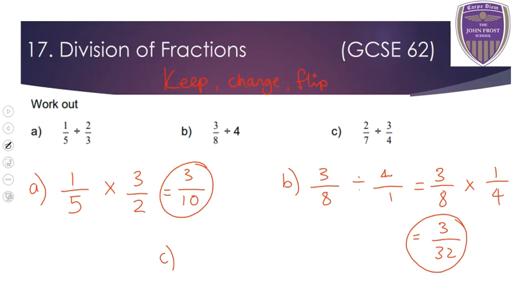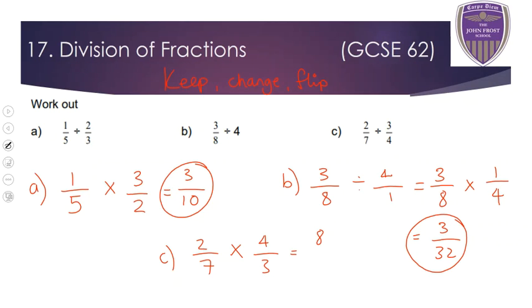And then last one, so 2/7 divided by 3/4. Keep, change, flip. Keep the first fraction the same. Change the divide into times. Flip the second one over. So instead of 3/4, it's 4/3. Okay, then do the multiplying.